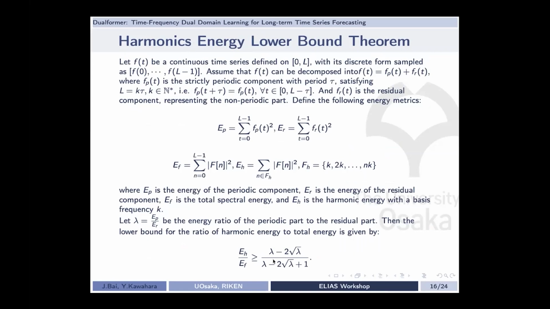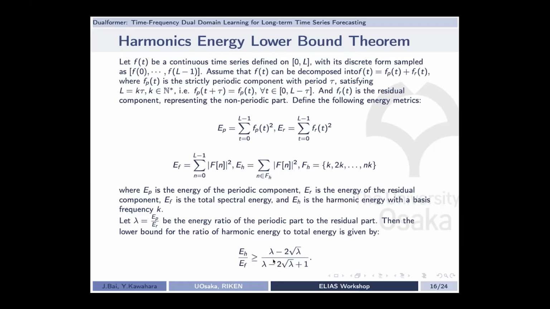We have a continuous time series F(t) and its discrete form, and we assume that F(t) can be decomposed into a strictly periodic part and its residual. Fp is the strictly periodic component, and Fr is the residual part. We can easily define the following energies: the energy of the periodic part, the energy of the residual part, and the energy of the full spectrum. And this is the energy of the harmonics.